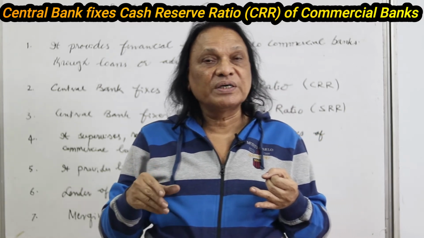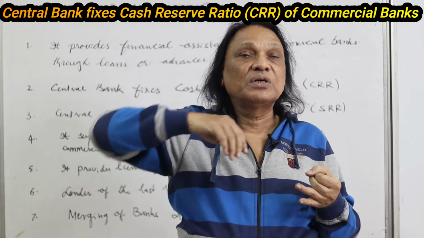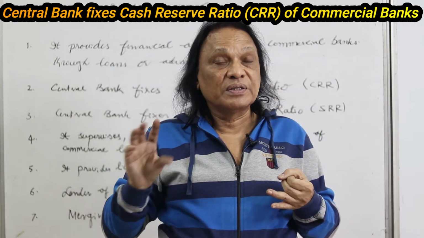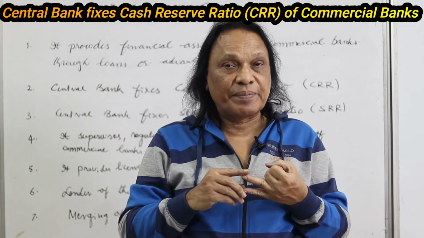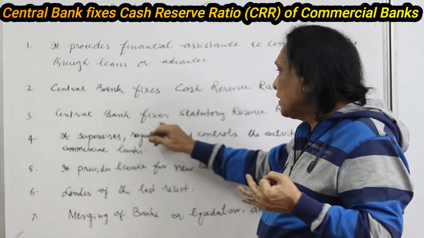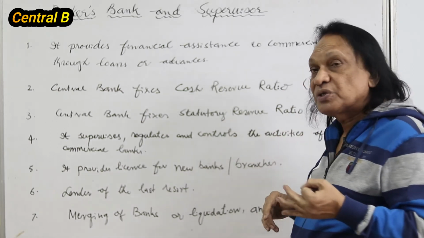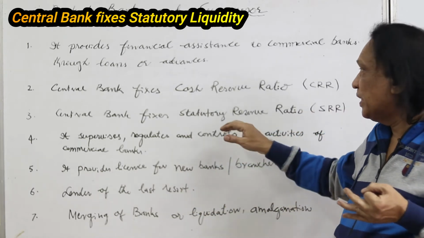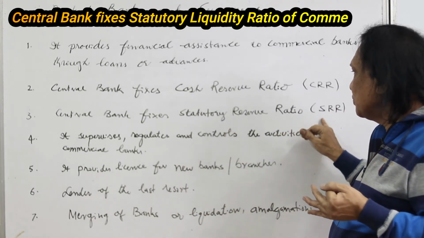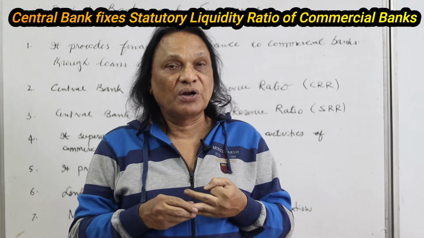The central bank fixes the CRR. That means according to the CRR, the commercial banks are supposed to keep a percentage of their cash reserves with the RBI. And the next one, the central bank also fixes the statutory liquidity ratio, SLR.